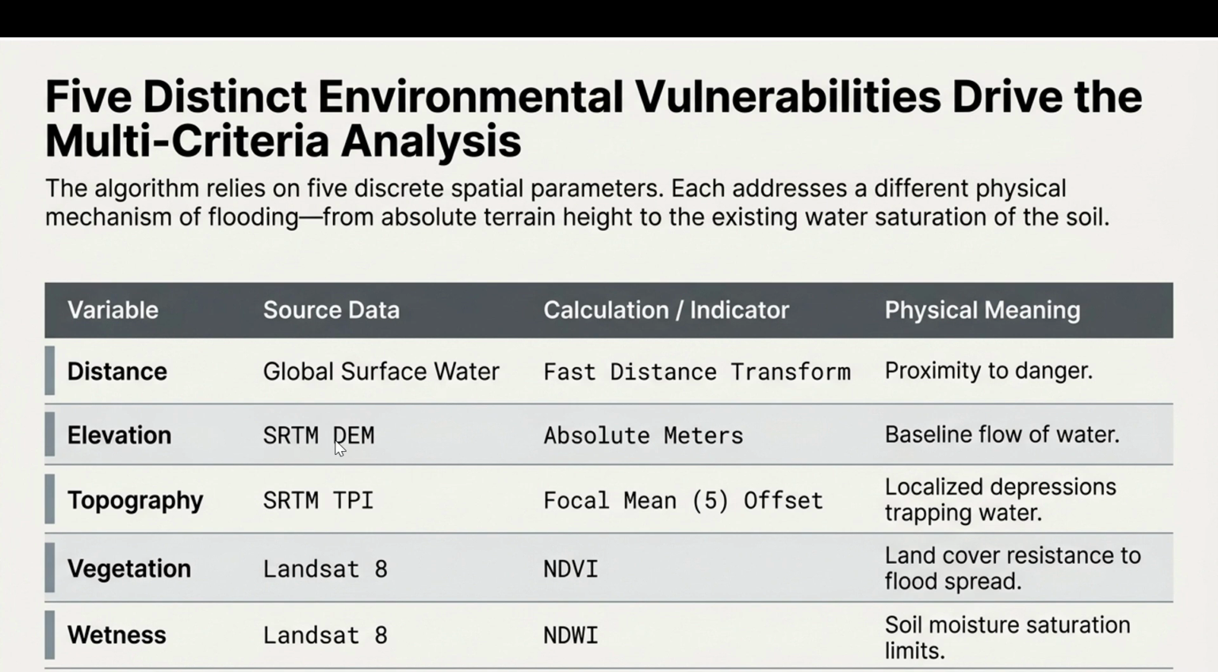Then SRTM DEM, it's in absolute meters unit, and it's the DEM data, the baseline flow of water. So low elevation, follow the water. High elevation, not follow the water. Then TPI, topographic position index, so it localizes the depressions trapping water. Then Landsat 8 NDVI, so land cover resistance to the flood spread. Suppose there is any vegetation, this type of vegetation area has resistance to flood spread, and also soil moisture, the saturation limits. So for this, I apply the NDWI.